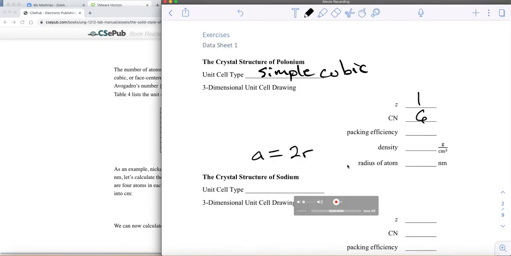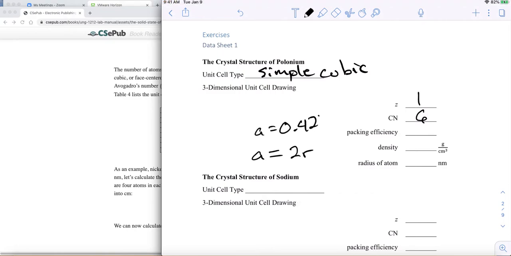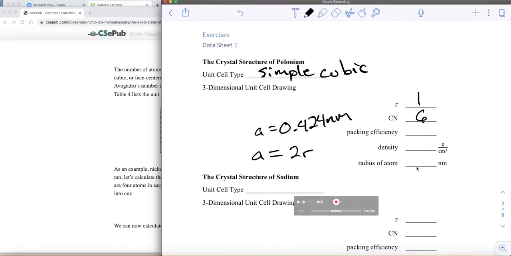But here in the case of sodium, we have an edge length that's 0.424 nanometers. And so what I can do is, if I'm looking at A, I know that A is 0.424 nanometers. Now I can just rearrange and solve that equation for R to get the radius of my atom. Right? So that's all I would have to do in that case.